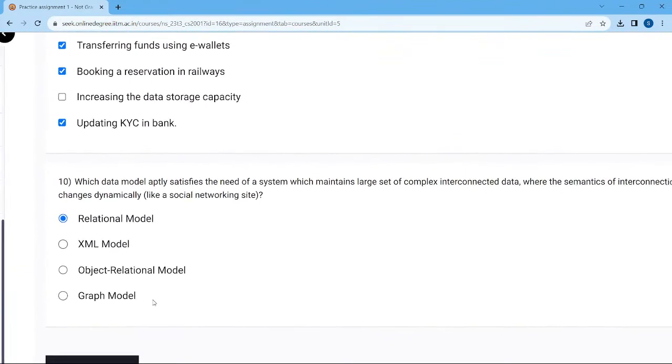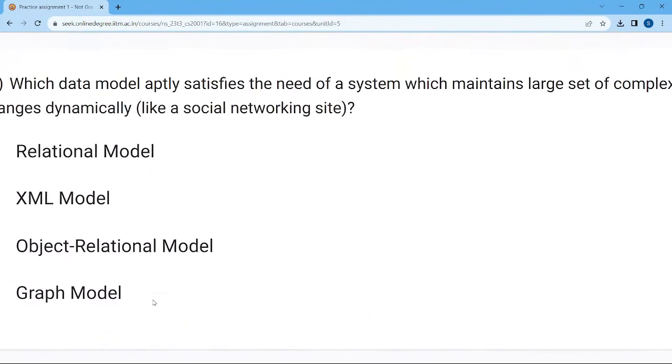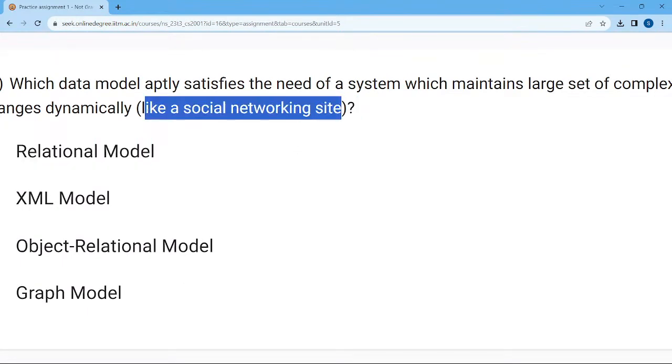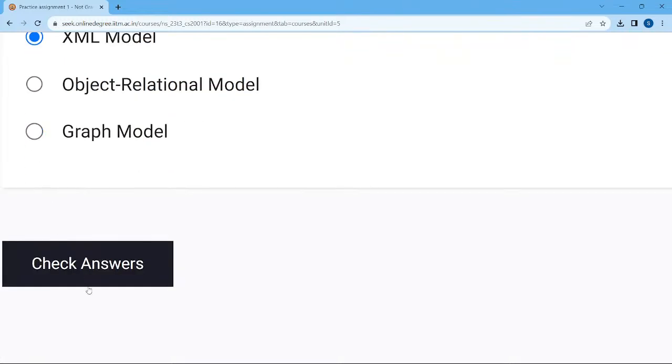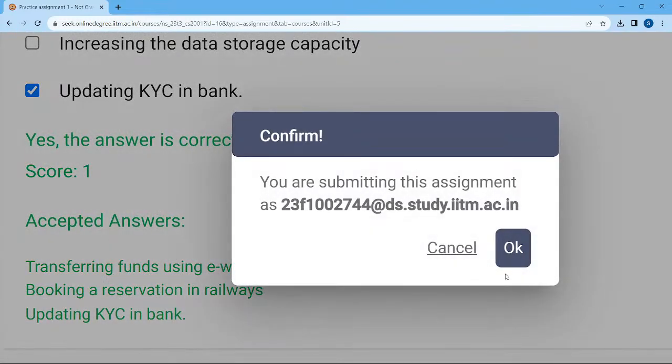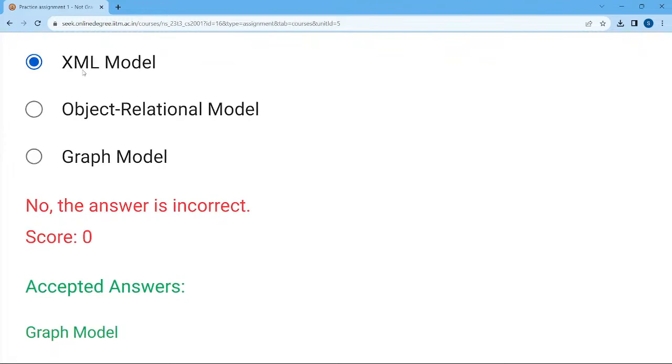of complex interconnected data where the semantics of interconnection changes dynamically, like a social networking site? XML data or relational model? XML or relational? Let's check the answer and we'll find it on our own. Right. So it is the graph model. Okay. Something new. Something new.